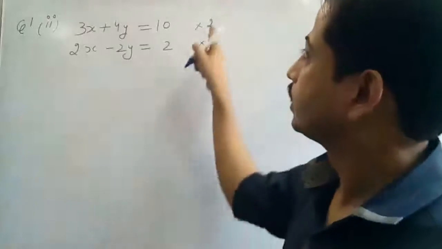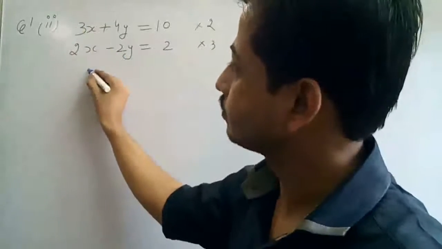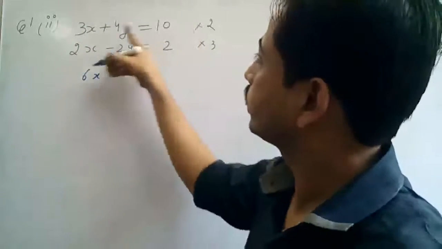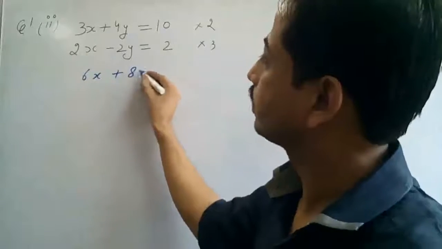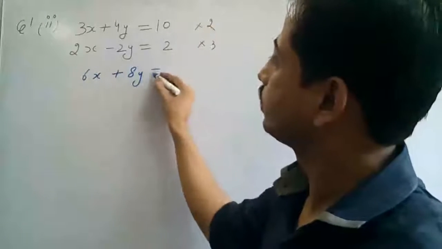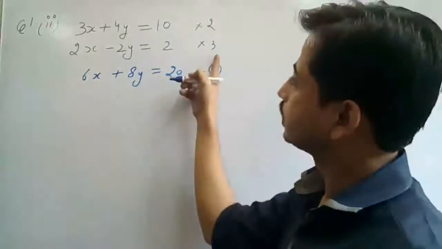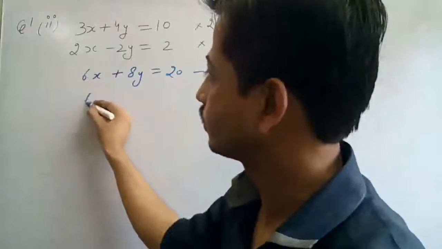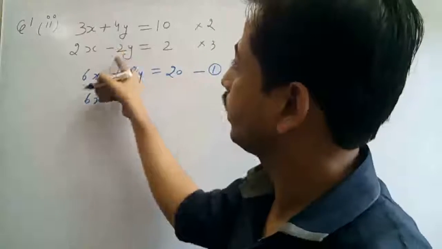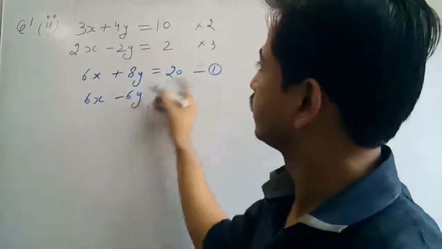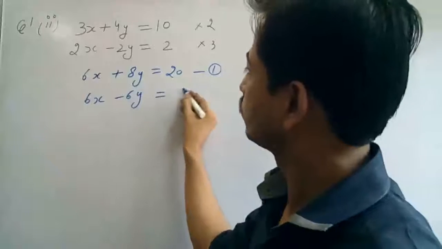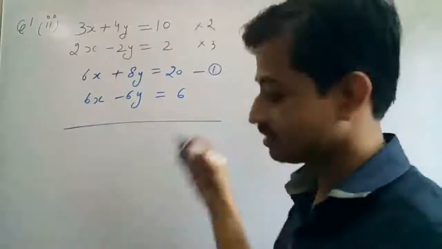Now do multiply. 2 into 3x we get 6x. 2 into 4y we get 8y. 2 into 10 we get 20, and make it equation number 1. Now 3 into 2, 6x. 3 into minus 2, minus 6y. 3 into 2, 6.